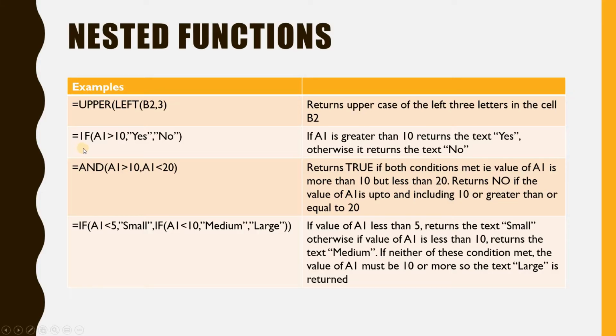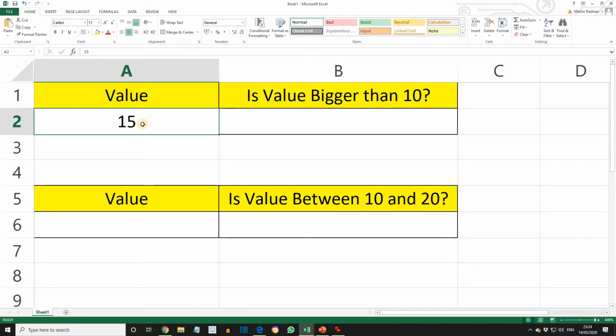A common use for nested functions is in the IF function. Let's have a look at a simple IF function. In this particular case, if A1 is greater than 10, then the function will return the text yes. Otherwise, it'll return the text no. So let's try that out. I've put a value in A2, and in B2 I'm going to put an IF statement in to report back whether the value is bigger than 10.